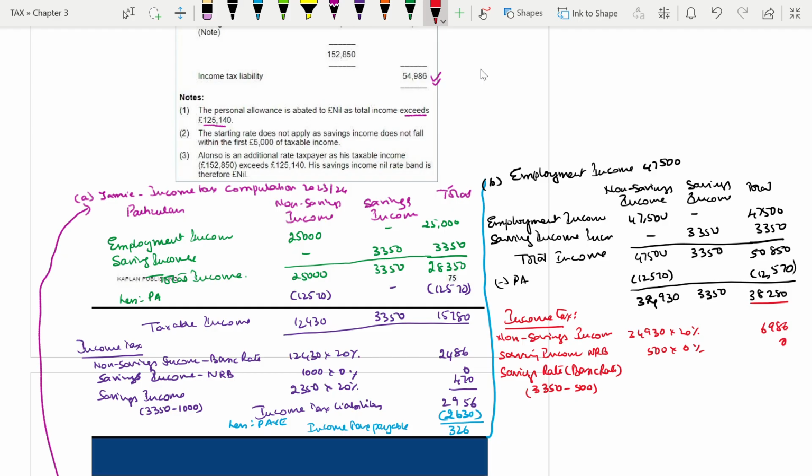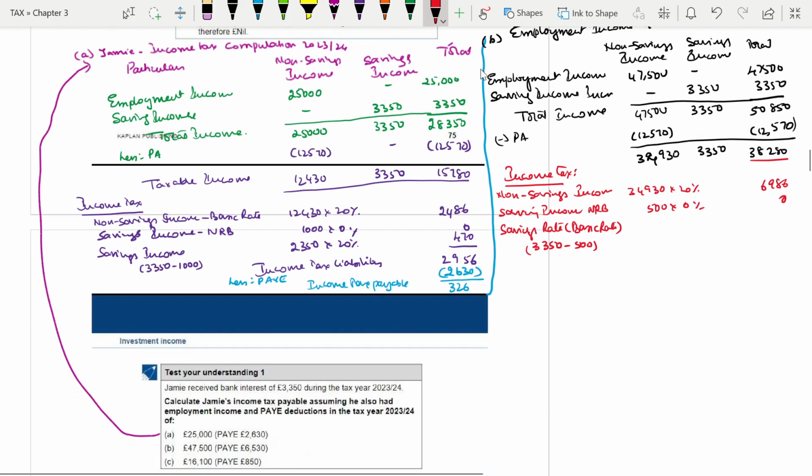Now see what will happen. His income is also increasing. 38,280 minus 37,700. See how much he is getting in the basic rate and how much in the higher rate. In the higher rate, 38,280 minus 37,700 comes to 580. He is getting 580 at the higher rate, 40%.